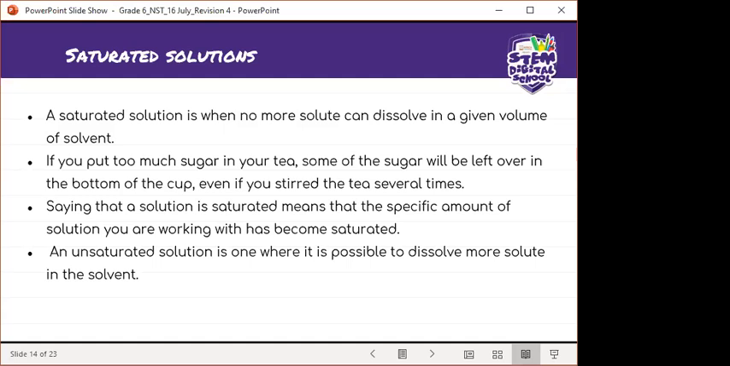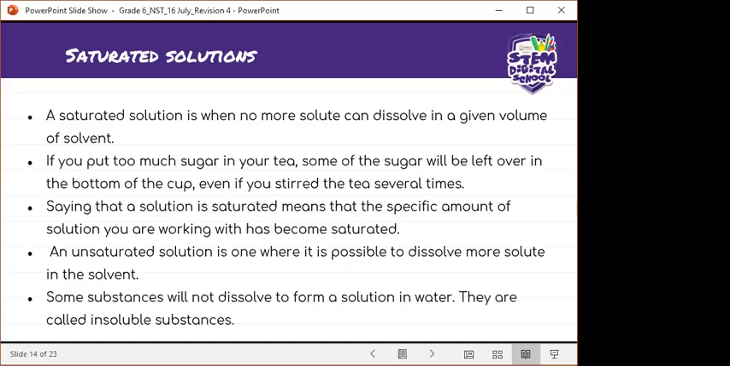And then an unsaturated solution is one where it is possible to dissolve more solute in the solvent. And then lastly, some substances will not dissolve to form a solution in water, and these substances are called insoluble substances. Okay.